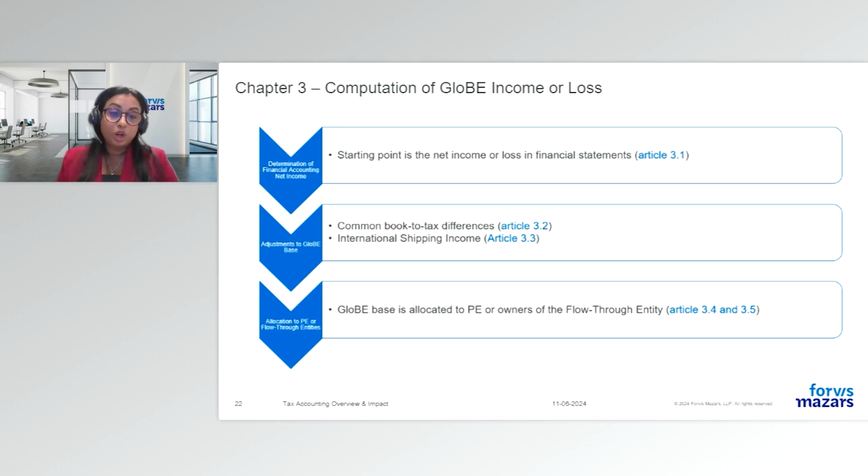The book to GloBE tax differences, as mentioned in Article 3.2, are probably more complex. We'll summarize them on the next slide for your convenience. When the GloBE income is determined, allocation between the main entity and the permanent establishments is required, also to owners of flow-through entities in accordance with local tax treatment. These allocation rules ensure an appropriate allocation of financial net income or loss between these entities and their owners in line with the applicable local tax rules.